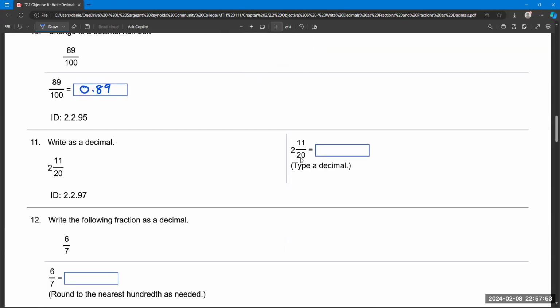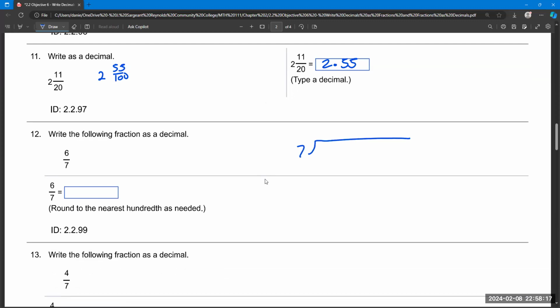Now, let me do something here, see if I can show you something. Let's write this first as 2, and let's make a denominator of 100 by multiplying by 5. So that's 2 and 55/100ths, like that.